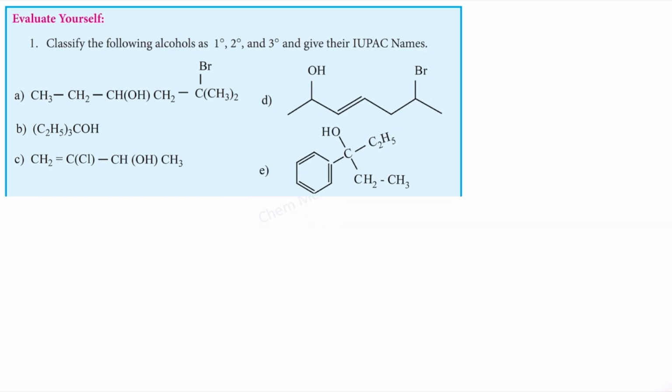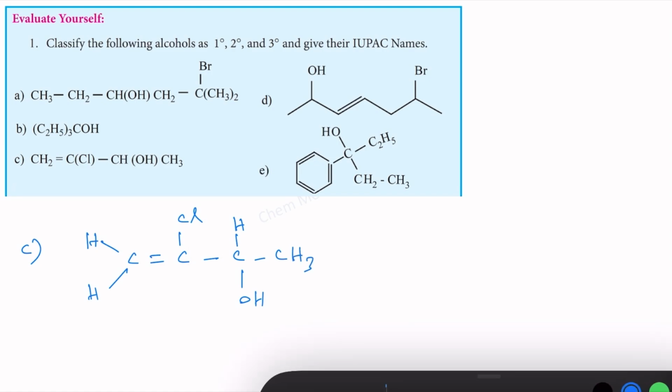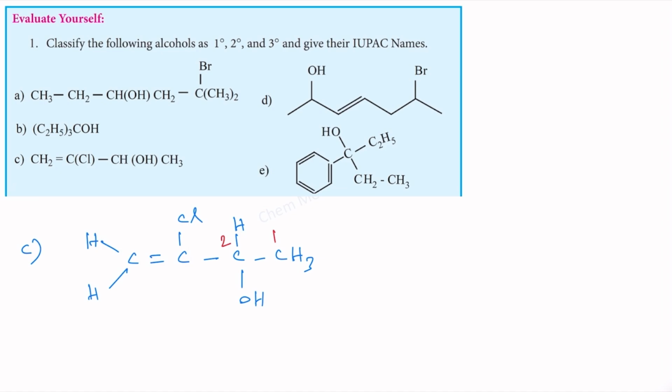Let's move to option C. Let's rewrite the structure. We have CH2 double bond and then carbon chlorine and then CH and then the alcohol functional group and then a methyl group. Let's do the numbering 1, 2, 3, 4. Here we have to do the numbering right to left so that the alcohol functional group gets the low number. Alkene is not the functional group here. Therefore, do not try to do the numbering the other way around. If you do, then that is wrong.